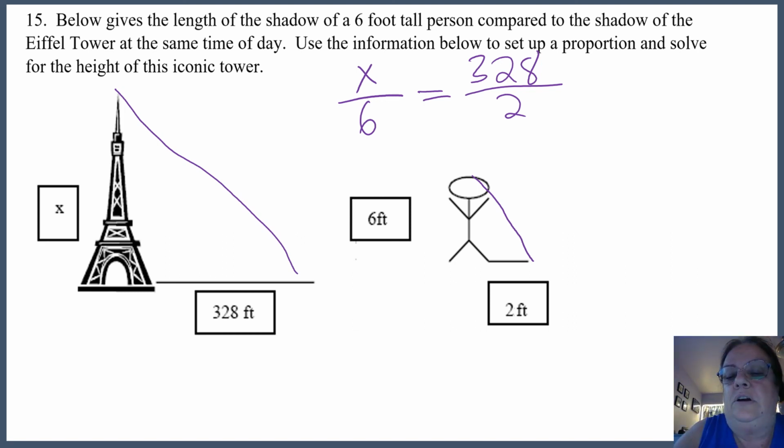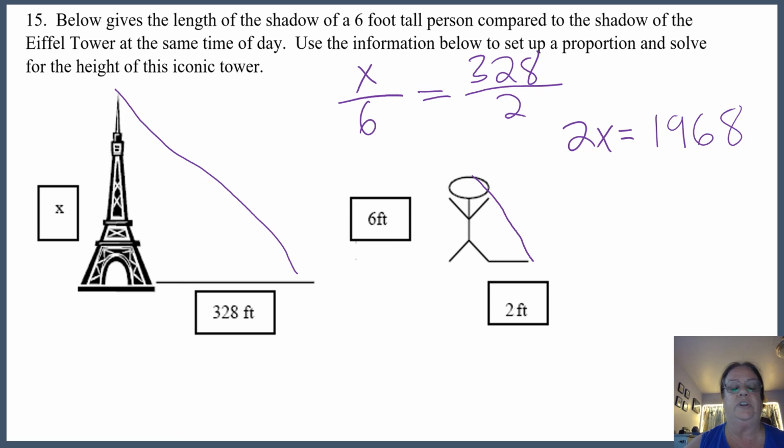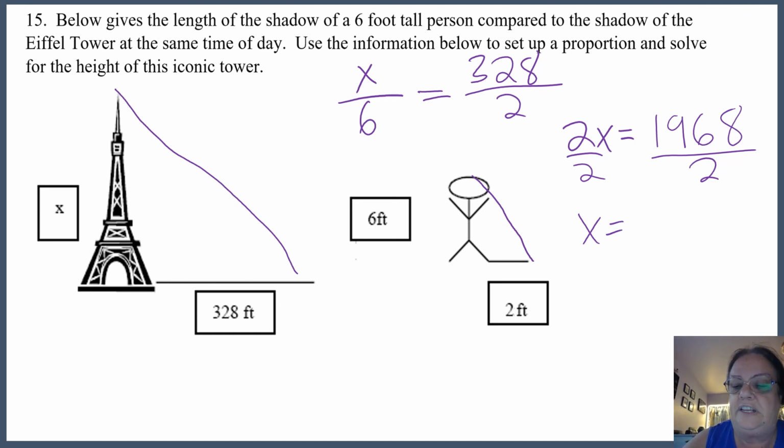Okay, so now we do our cross product. 2x equals 6 times 328. I get 1968. Was a very good year. And divide that by 2, because we divide both sides by 2. And we get x is 984 feet.